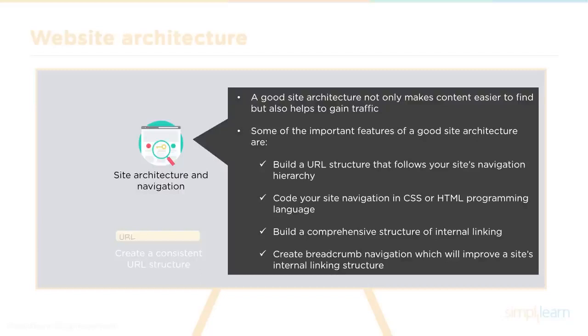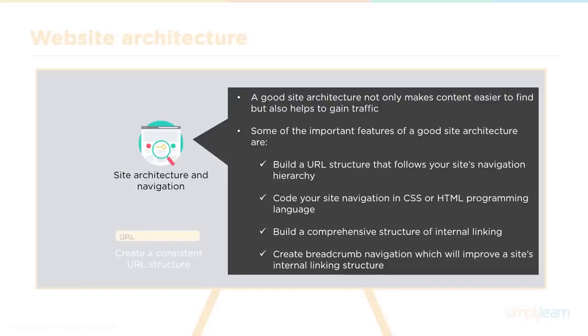It's best practice. So some important features of good architecture are, again, that URL structure. Code your site navigation in CSS or HTML. Make it easy for the search engines to follow. Build a comprehensive structure for internal linking, meaning they should be natural internal links.